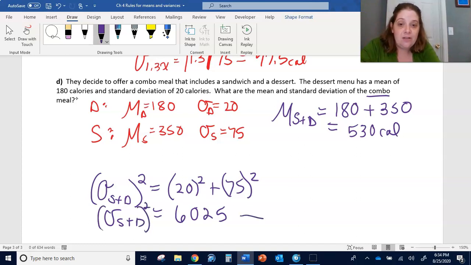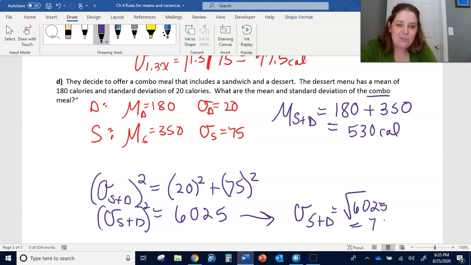So the variance is this. To get this to the standard deviation, I am going to square root that value and get my standard deviation, which is in the neighborhood of 78 calories if you round it. Remember with standard deviations, if you're combining two different data sets, you're going to think about the Pythagorean theorem, a squared plus b squared equals c squared. So type a squared plus type b squared gives you the combination squared. Even if this was subtraction, we would still add them. Variances always combine with addition.